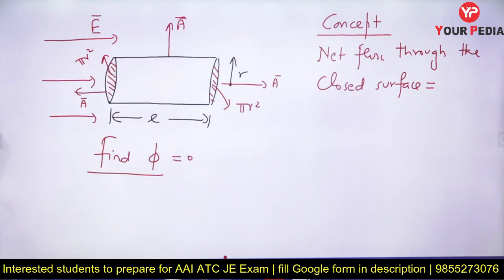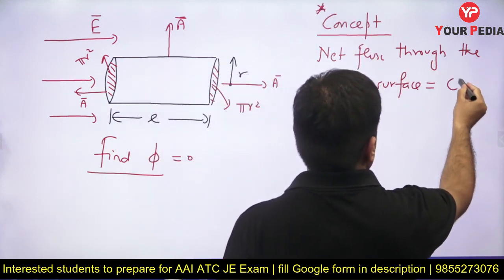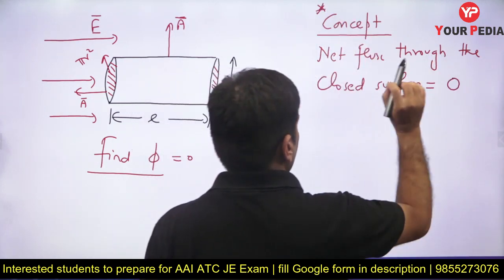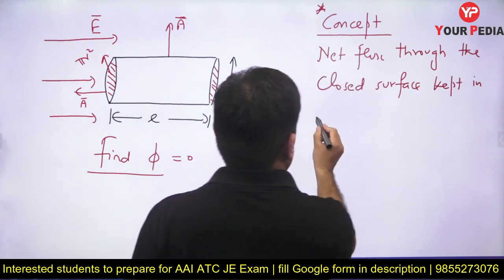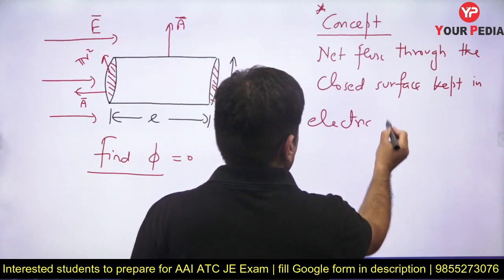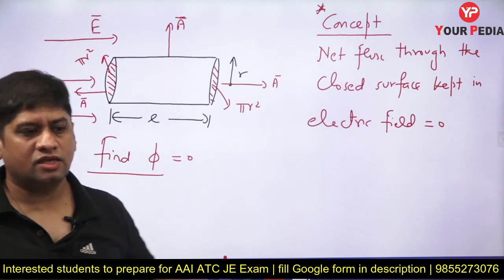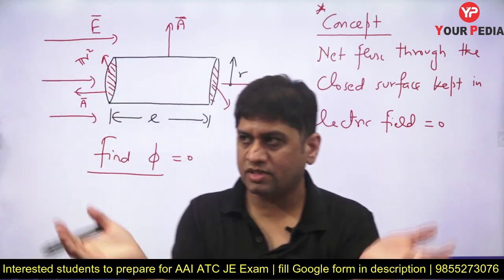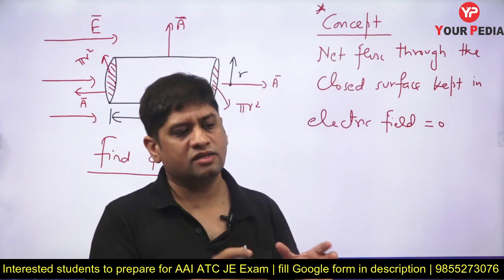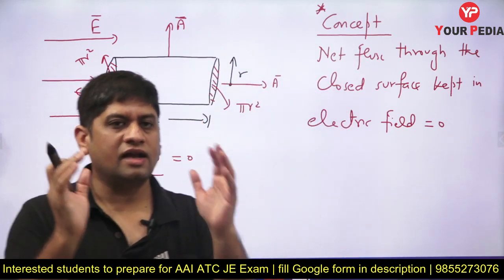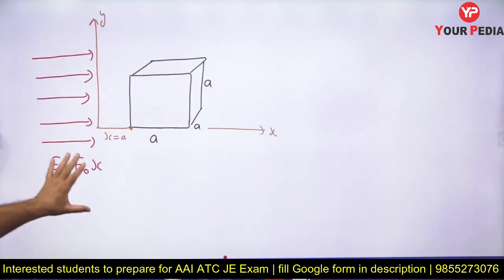And now we have come to a very important concept, and that concept is the net flux through closed surface is 0. Net flux through closed surface kept in electric field, if I can write that, is 0. So the concept is, if I give you a closed surface, 3-dimensional body, cube, spherical shaped body, anything, and if I keep it inside the electric field, net flux is going to be 0. But there should not be any charge in this.